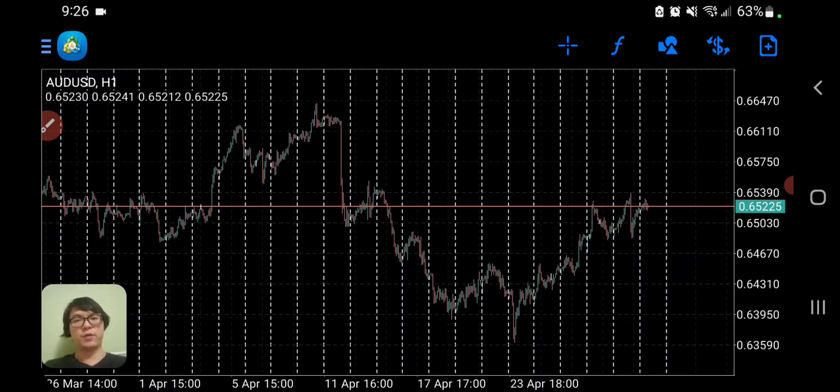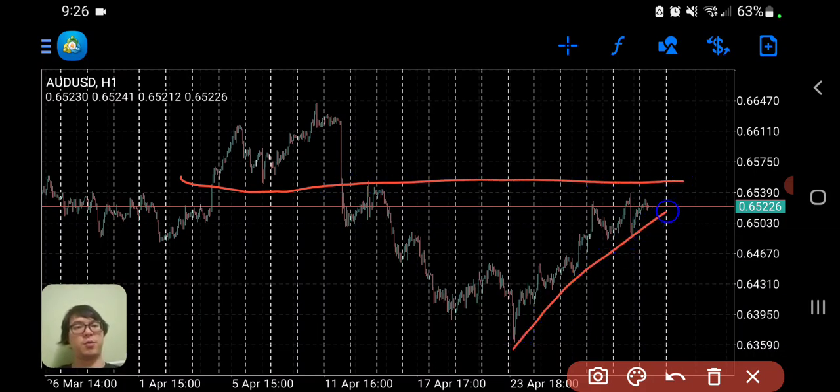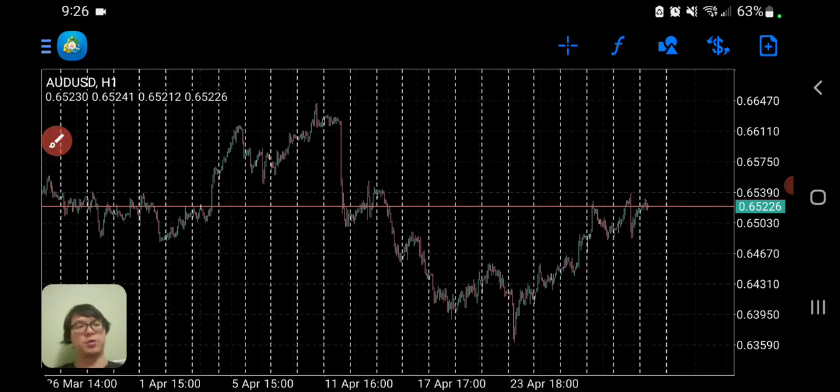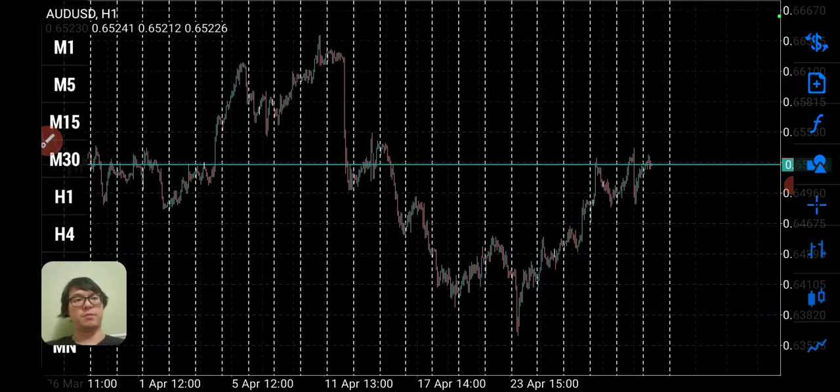Today we are going to go over all the pairs and see if we have any opportunity today. So let's start with the first pair. Right now the price is still at the point where we haven't hit the resistance yet. So this one hasn't reached yet. Trend line hasn't broken. So no trade. Let's go to the next one.